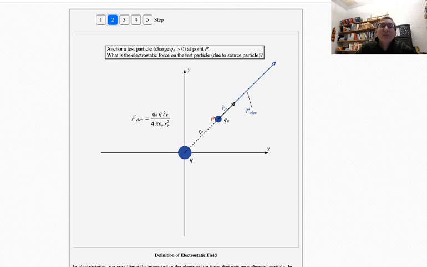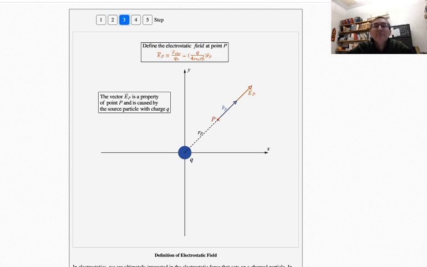So let's go to the next step. Now, define the electrostatic field at point P due to the source particle. Remember, it's that source particle at the origin that's creating the electric field everywhere. Here it is. E arrow is defined to be, now remember what I said it was, electrostatic force per unit charge, and per means divide. So take the F electric on the test particle, the formula I just wrote down, and divide it by the amount of charge of the test particle, Q naught. So F electric over Q naught.